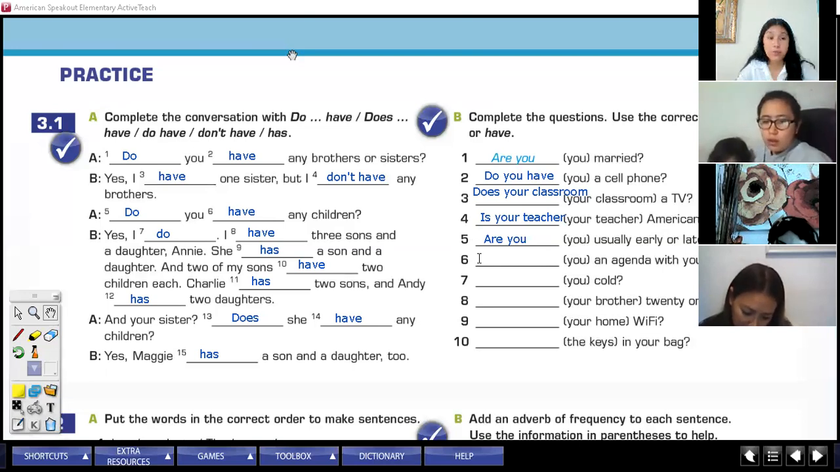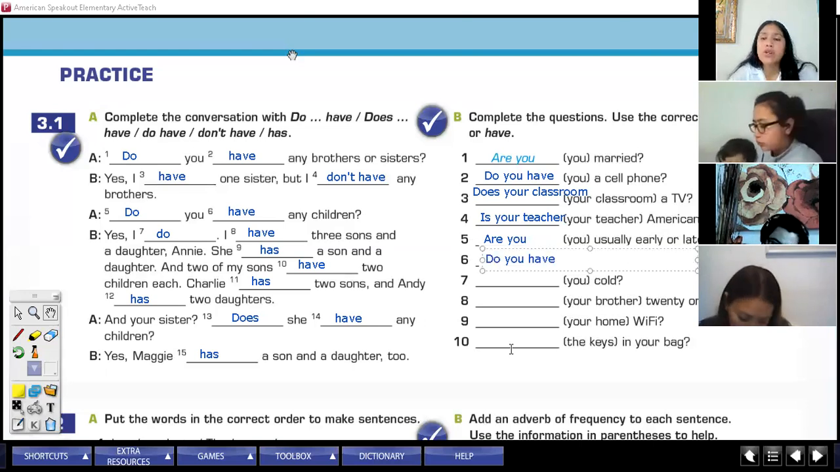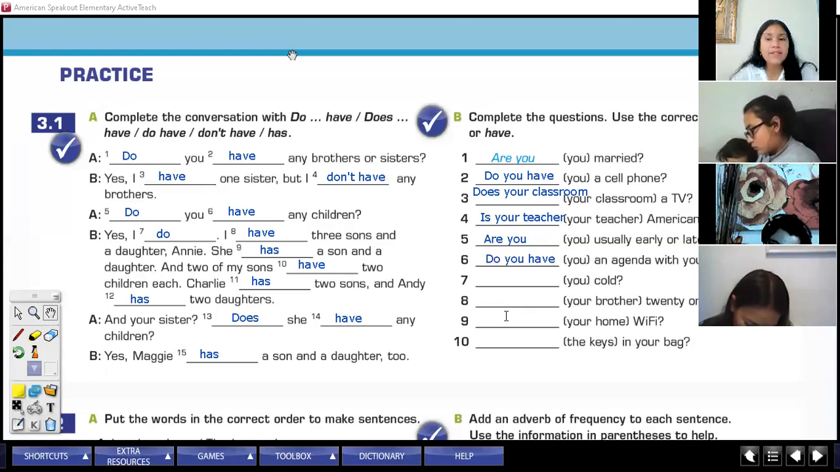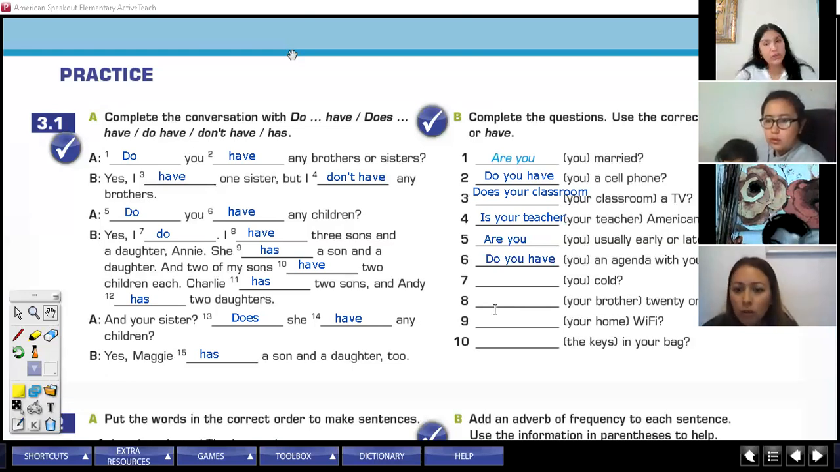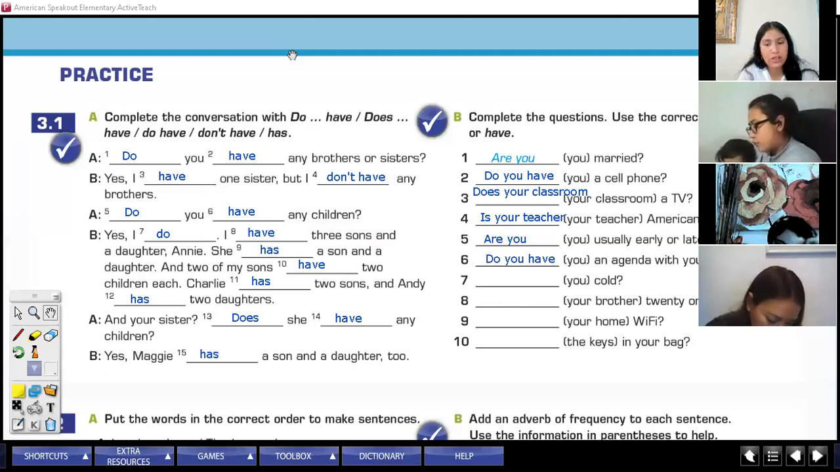Number 6 says, an agenda with you? Now I'm talking about possessions. An agenda is a thing. So, do you have? Do you have? Very good. Do you have an agenda with you? Number 7 says cold. So we're talking about the way we feel, the way we are. So, are you cold? Very good. Are you cold?